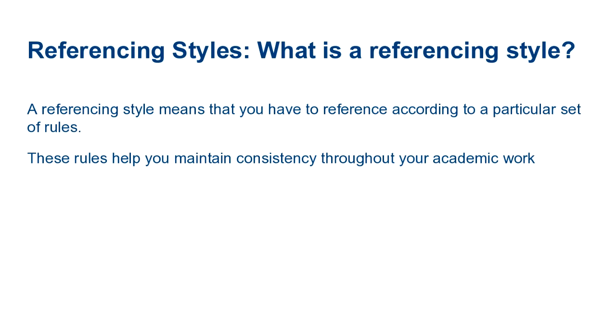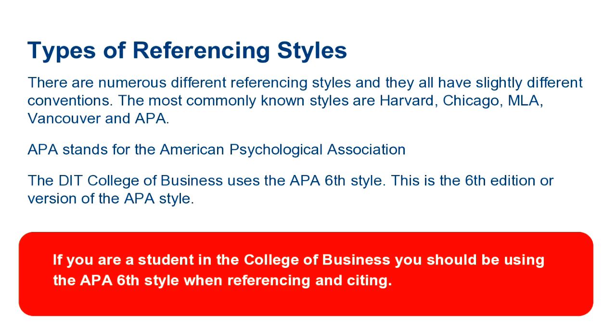A referencing style means that you have to reference according to a particular set of rules. These rules help you maintain consistency throughout your academic work. There are numerous different referencing styles, and they all have slightly different conventions. The most commonly known styles are Harvard, Chicago, MLA, Vancouver, and APA.